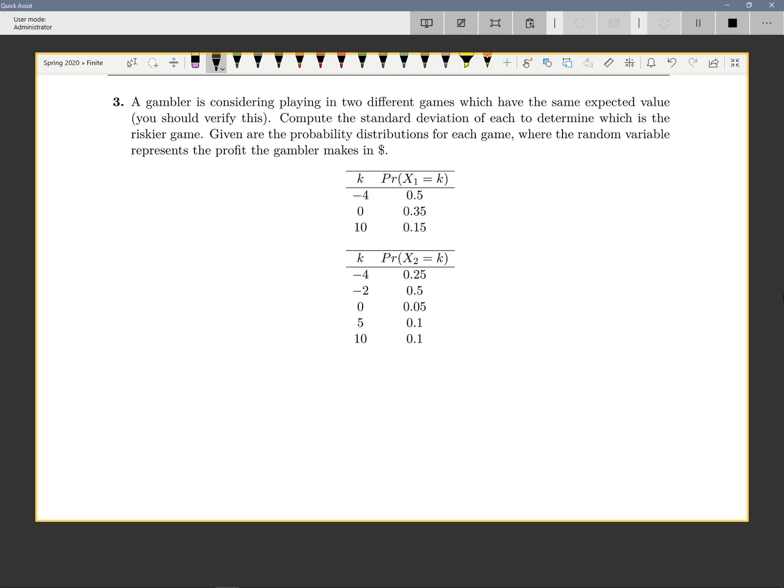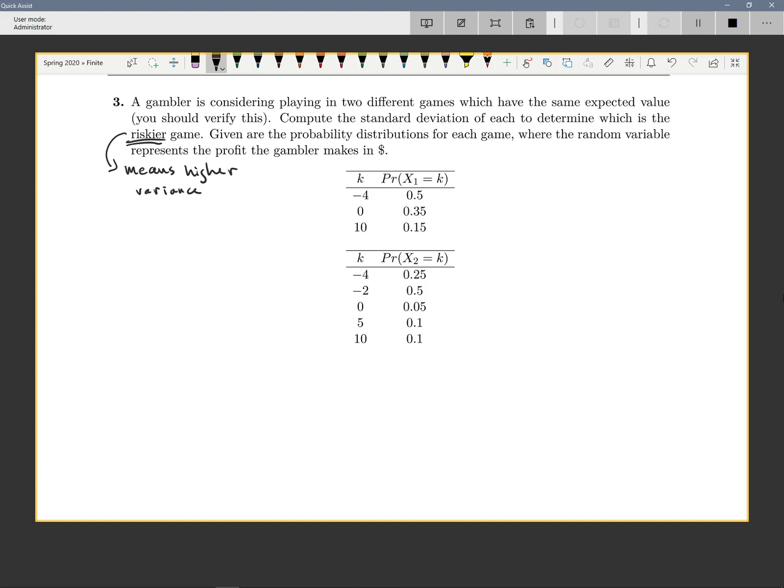So, right, we're going to have to compute the expected values of each to compute their standard deviations. Also, I should say riskier means less predictable. So in this case, riskier means higher standard deviation, which is the same as higher variance. If your standard deviation is higher, then your variance is higher, because it's just the square root, or the square.